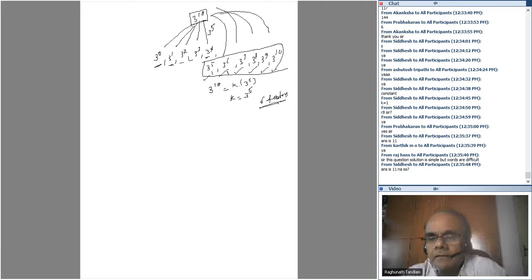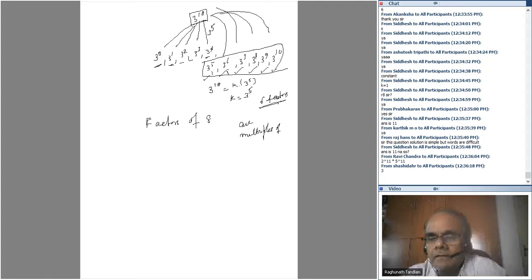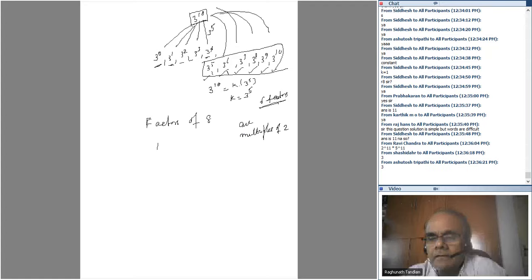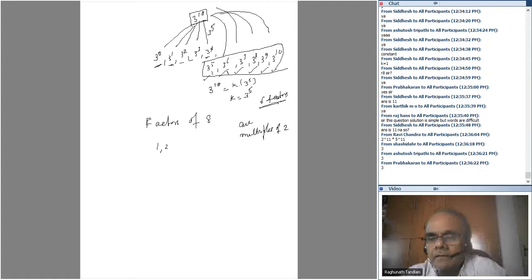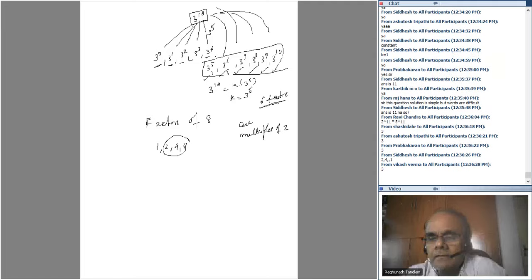For example, how many factors of 8 are multiples of 2? Take note. How many factors of 8 are multiples of 2? What are the factors of 8? 1, 2, 4, 8. Are all of you clear? Madhavi, Lata, are you clear?